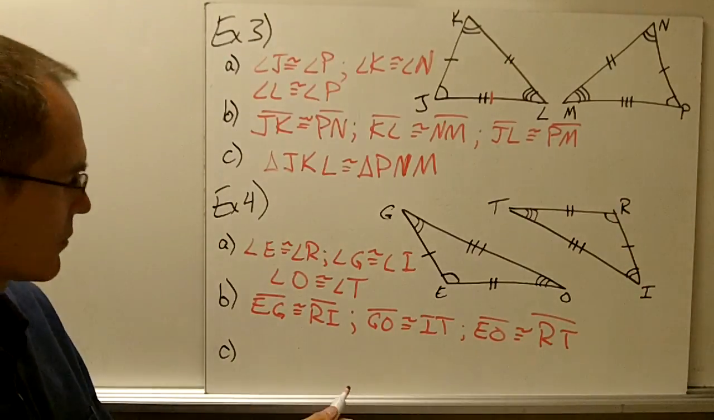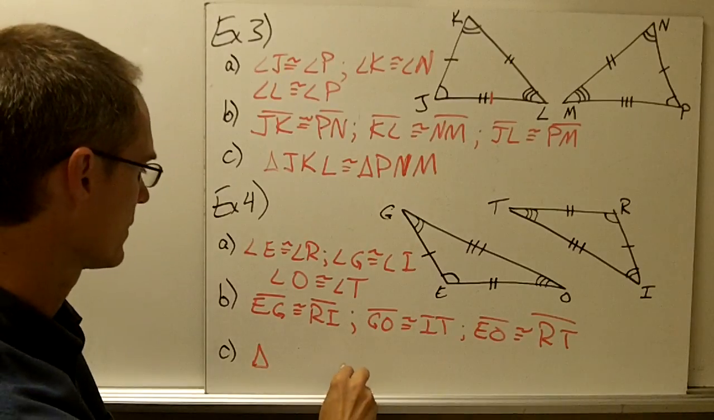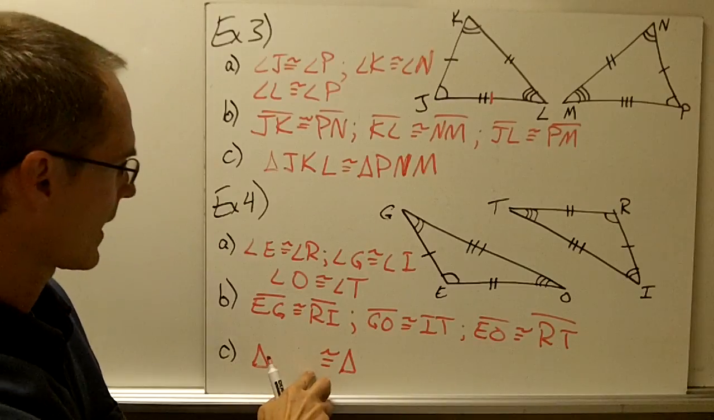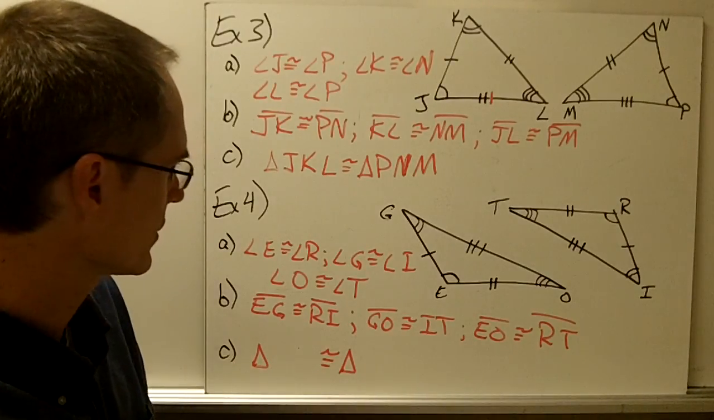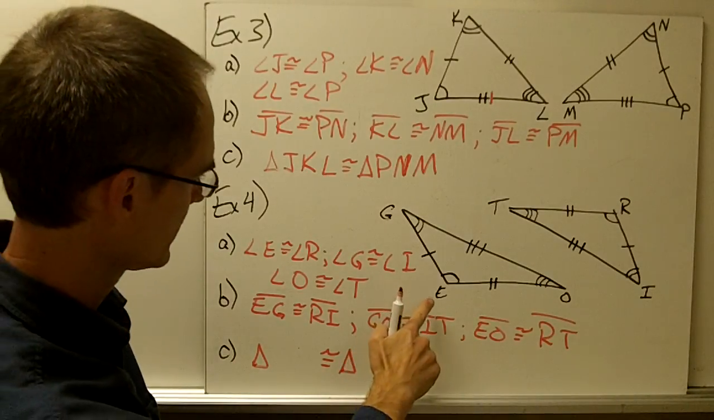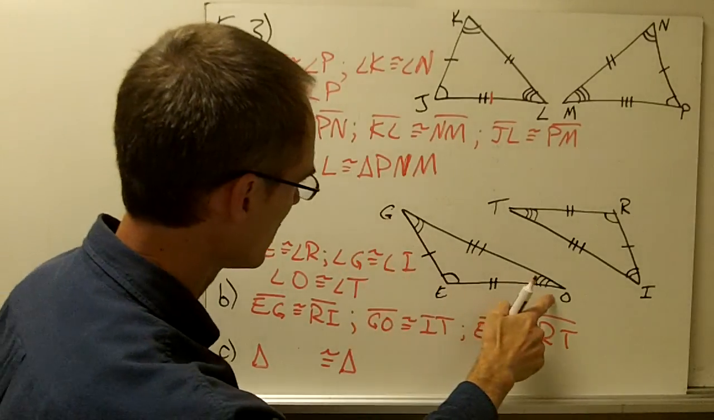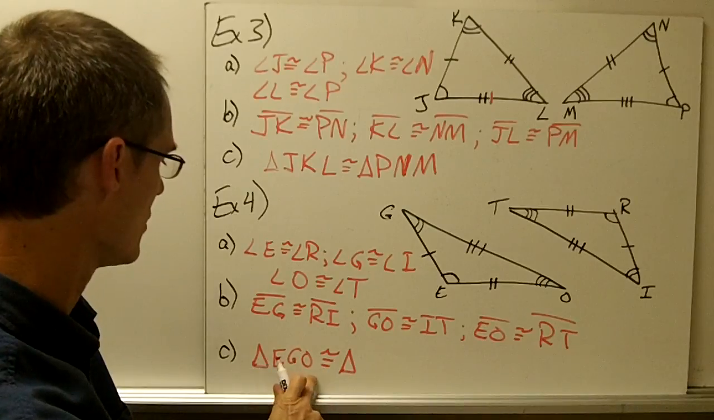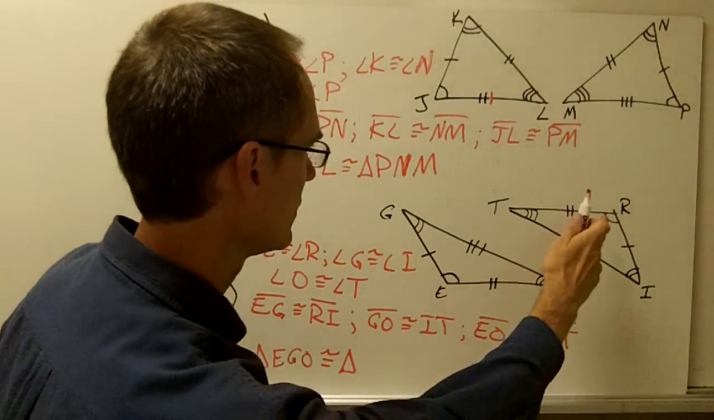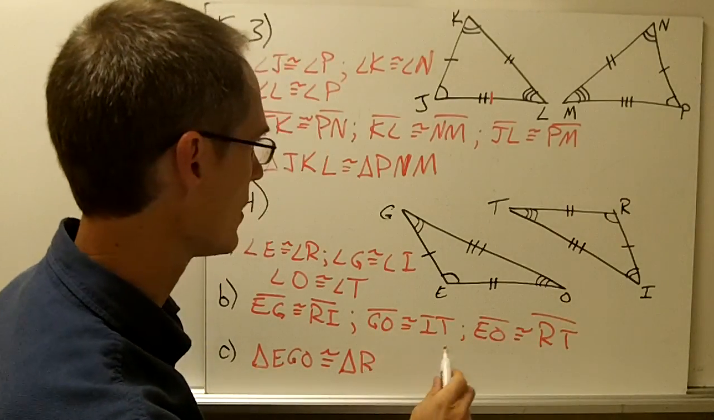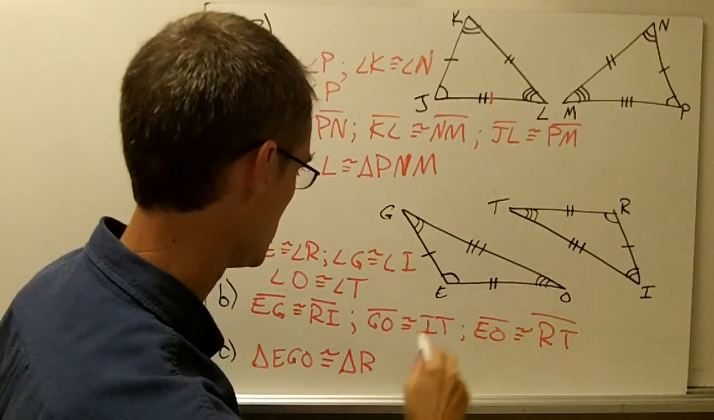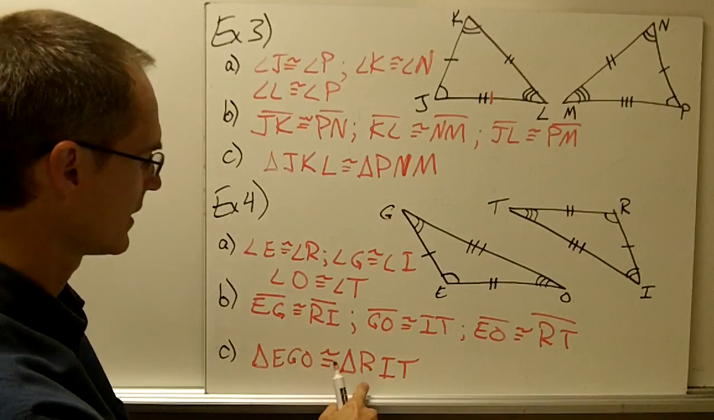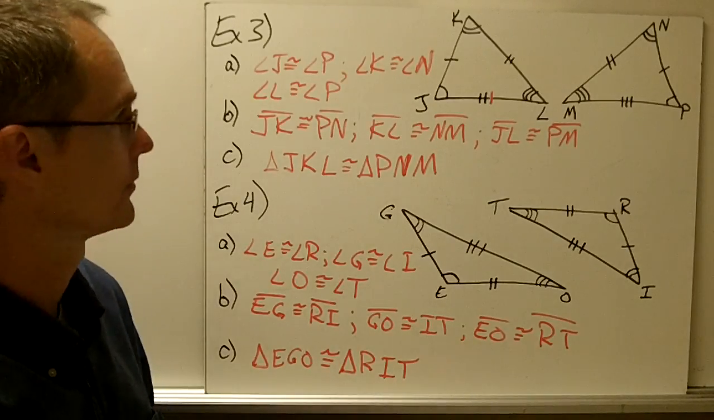So now once again I can write my congruency statement. I want to make sure I get my angles in corresponding order. So let's go EGO. Triangle EGO is congruent to triangle R, G and I, RIT. And I have my angles in corresponding order.